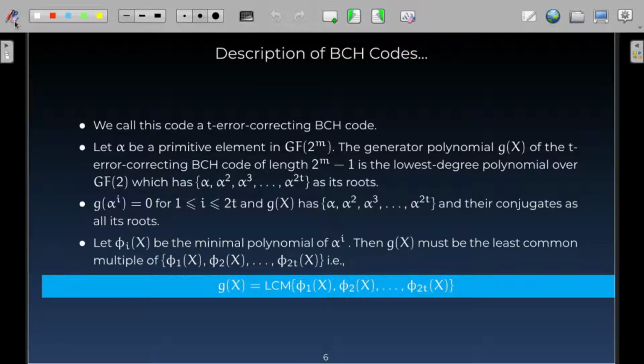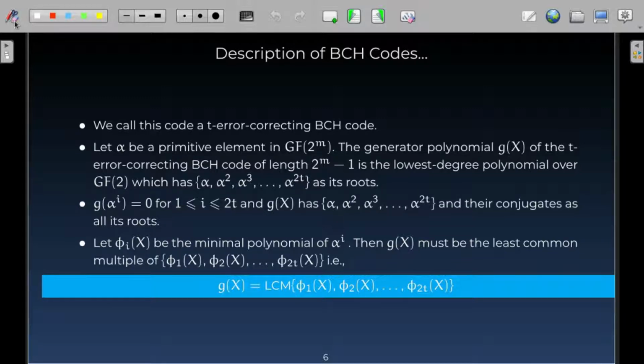Now let's consider alpha to be a primitive element in GF(2^m). The generator polynomial g(x) of t-error correcting BCH code of length 2^m minus 1 is the lowest degree polynomial over GF(2) which has alpha, alpha squared, alpha cubed, all the way up to alpha^2t as its roots. Okay, so you can say that g(alpha^i) is equal to 0 for i between 1 to 2t. So g(x) has alpha, alpha squared, alpha cubed, all the way to alpha^2t and their conjugates as its roots.